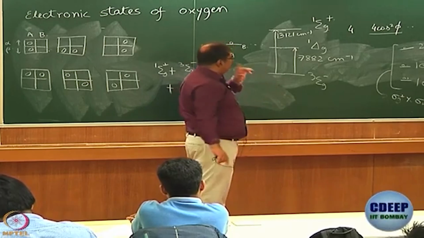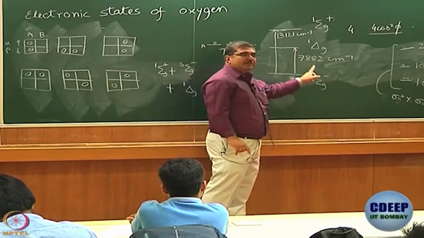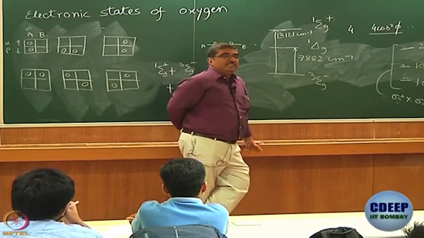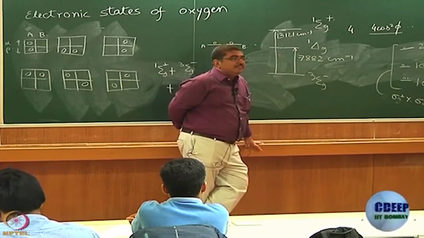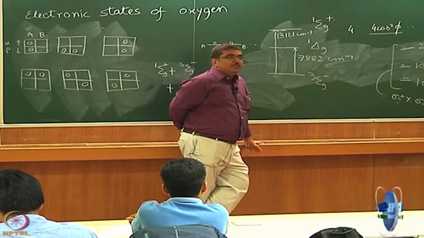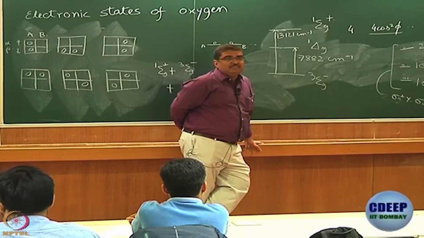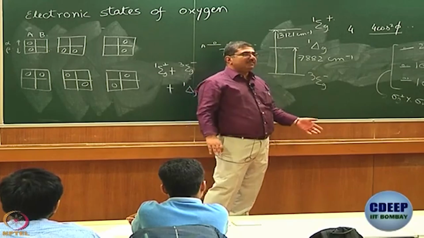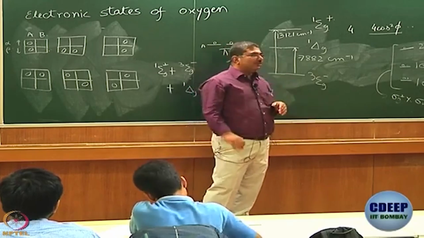Now, tell me something, do you expect transition to take place between triplet sigma G minus and any of these levels? That has been forbidden, right? So, actually you do not expect too much of transition to take place. But when we say forbidden, forbidden is never 100% forbidden, a little bit of cheating is always there.